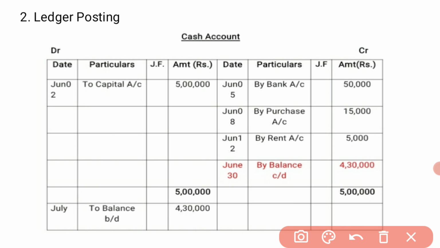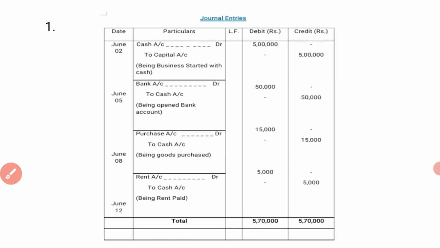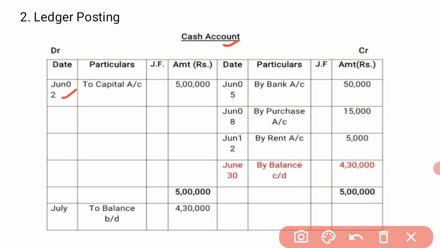So from first transaction let us see. What is the first transaction here? Cash account debit to capital account. You are going to prepare cash account. So here in first transaction on June 2, cash is debited. For which it is debited? For capital. So in cash account you have to write debit side. So in first transaction cash is debited. So here, June 2, to capital account 5 lakh. So this is first transaction.